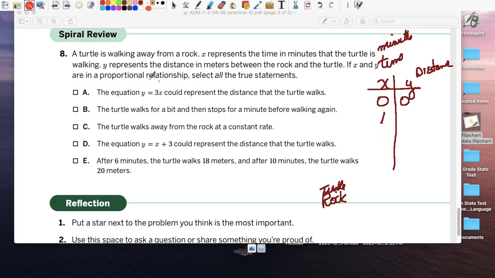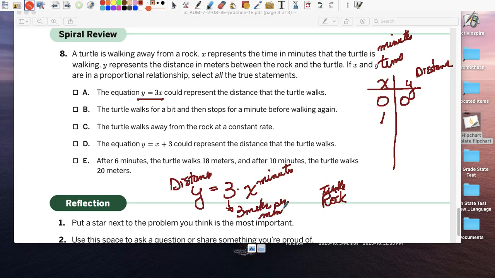So if you look at the first one, after it says y equals 3x, think about what that means. Y means the distance, right? 3 is the constant of proportionality, or we'll get that in a second. X is the minutes. So in the context of this scenario, what does a 3 represent? 3 represents 3 meters per minute. Right? So after 1 minute, he is 3 meters away from the rock. After 2 minutes, it'd be 6. After 3 minutes, he's 9 meters away from the rock.